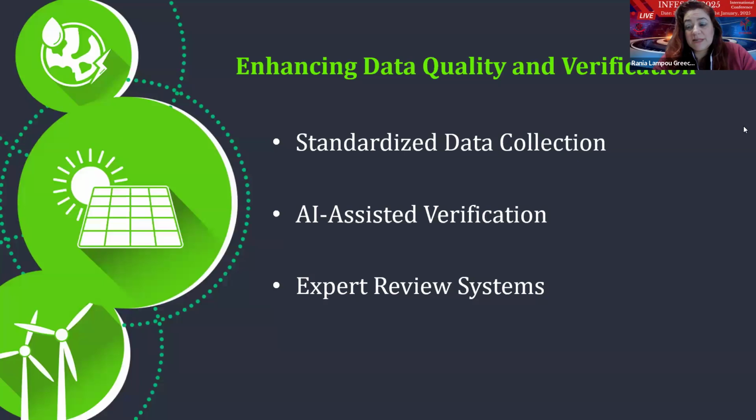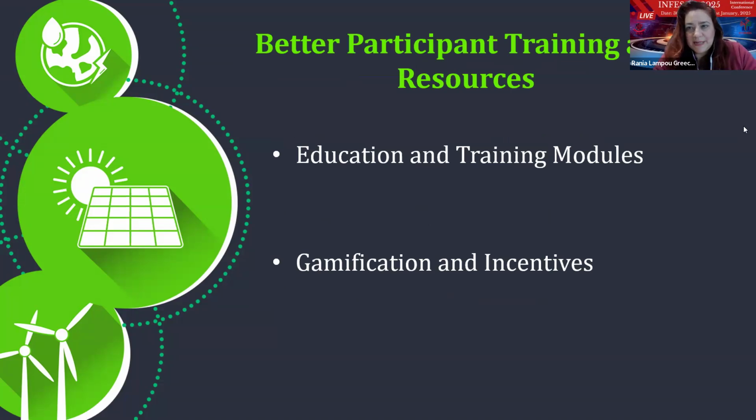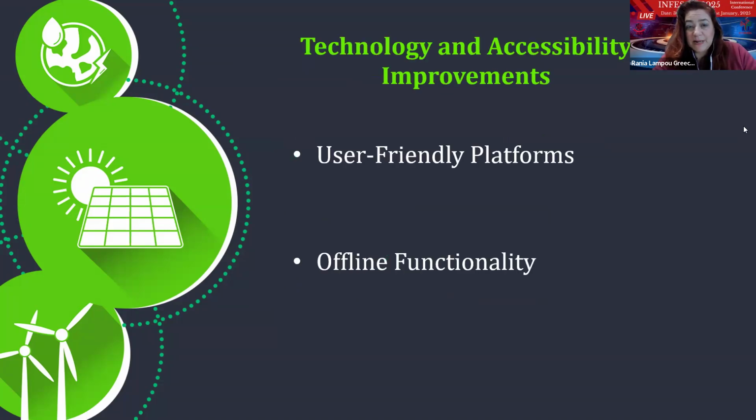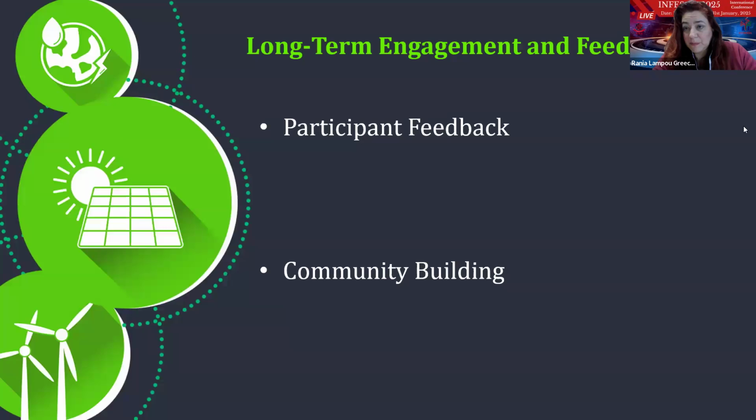AI-assisted verification, because integrating AI tools to assist in verifying species identification could help reduce errors and enhance the credibility of the data, and the expert review systems, creating a network of experts or community moderators to review and validate submissions. Better participant training and resources, so more training modules, adding gamification elements also, data integration and open access, so a centralized database, as I mentioned before, technology accessibility improvements, more user-friendly platforms, and offering offline functionality. It's about long-term engagement and feedback, so participation feedback, and community building.